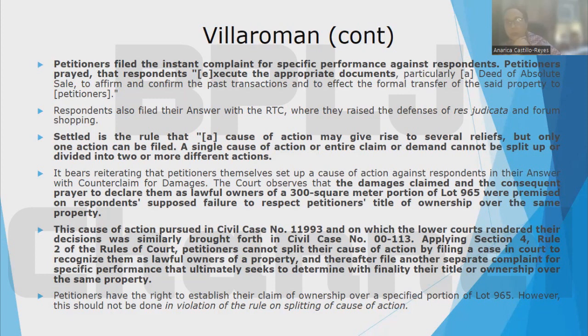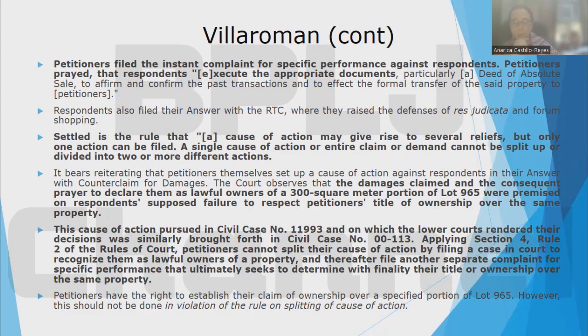In this case, the Supreme Court ruled, settled is the rule that a cause of action may give rise to several reliefs, but only one action can be filed. A single cause of action or entire claim cannot be split up or divided into two or more different actions. So in this case, the cause of action pursued in the first civil case on which the lower courts rendered their decision was similarly brought in the subsequent civil case.